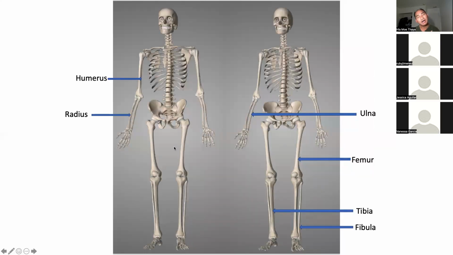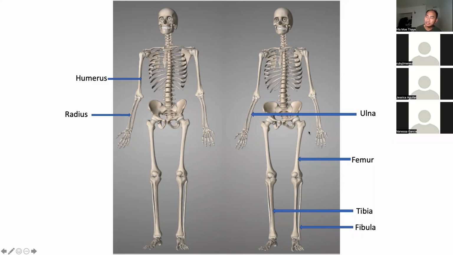Okay, I believe you all remember the names of these bones, like the humerus. And in the forearm, we have two bones. On the lateral aspect, we call it the radius, and on the medial aspect, we call it the ulna.